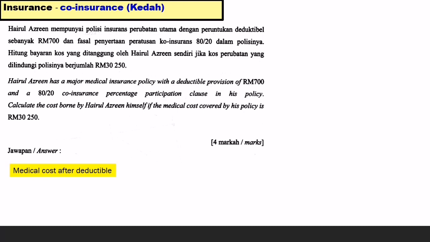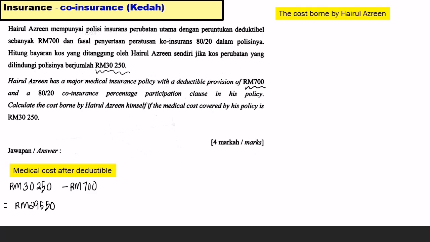First, you must find the medical cost after deductible. So what is the medical cost? Here, RM 30,250 ringgit. And the deductible is this one, 700 ringgit. So medical cost after deductible is 29,550 ringgit.